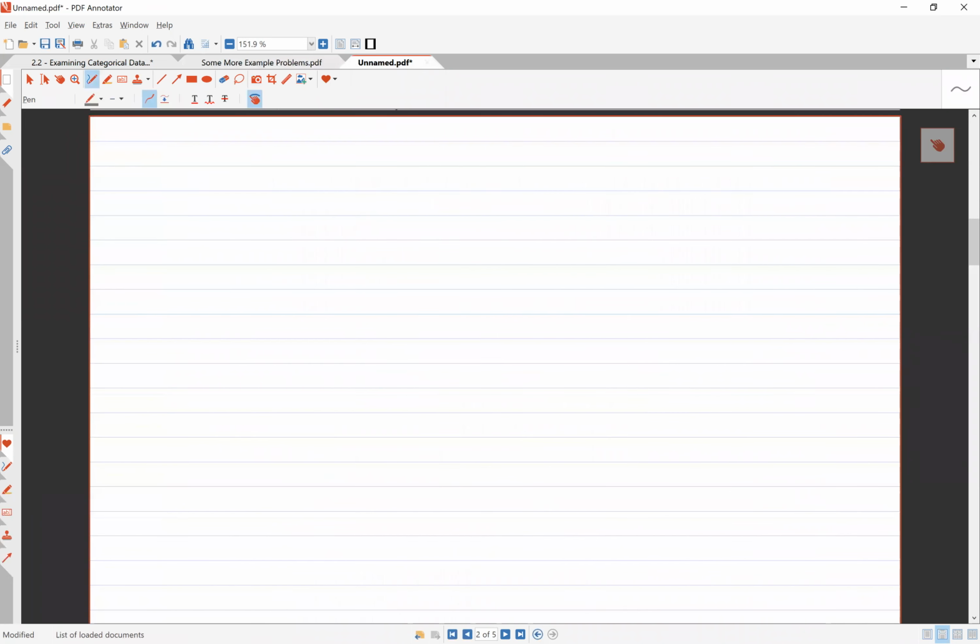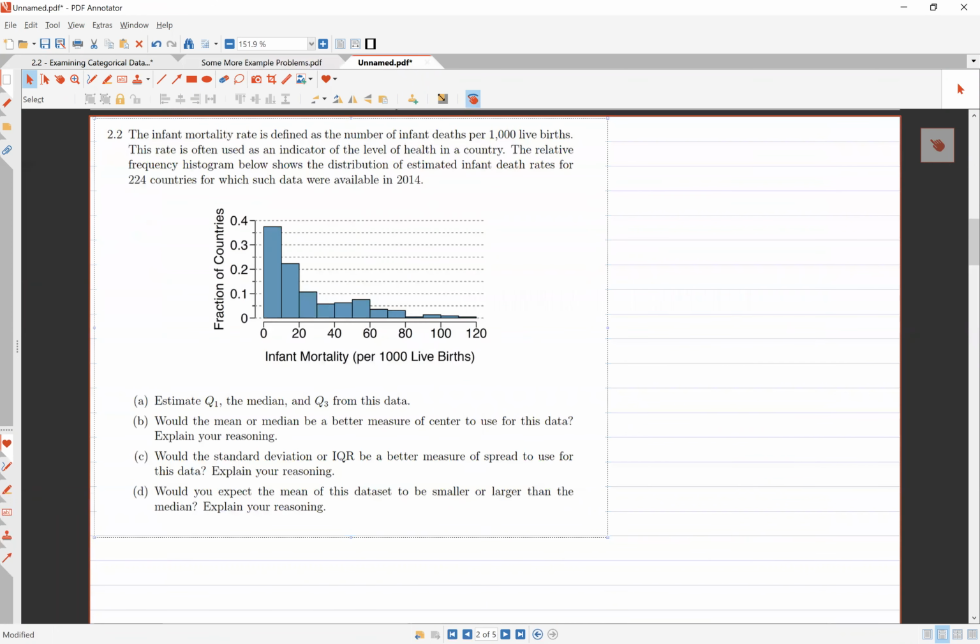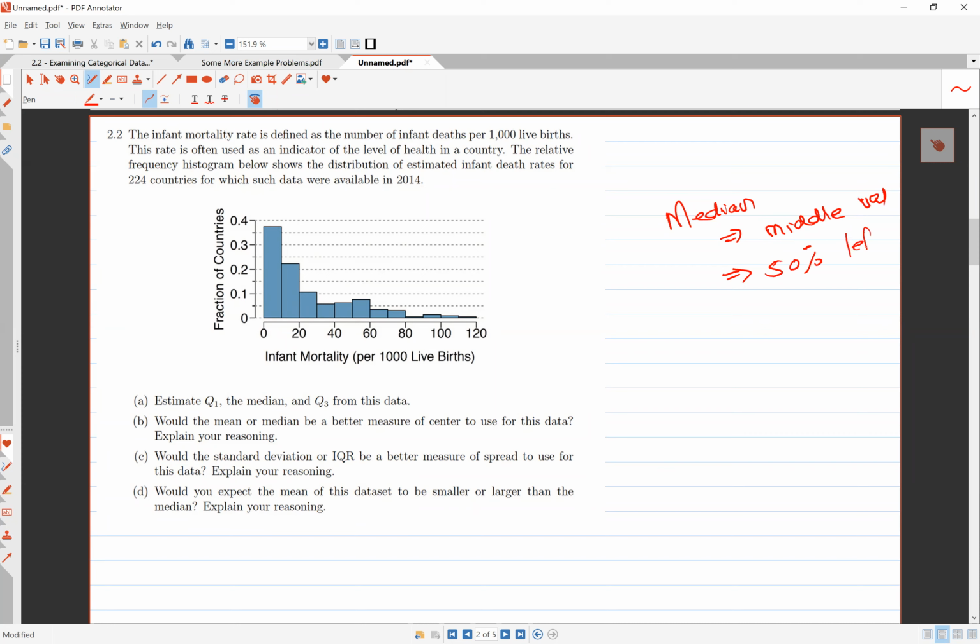So I think a lot of this question is just interpretation, but there is a calculation part. And so that's primarily what I want to make sure we look at. You're asked to find Q1, the median, and Q3. Now, again, the median is defined as the middle value. It's a value that has 50% of the values to the left of it and 50% of the values to the right of it. So let's just go through our plot.